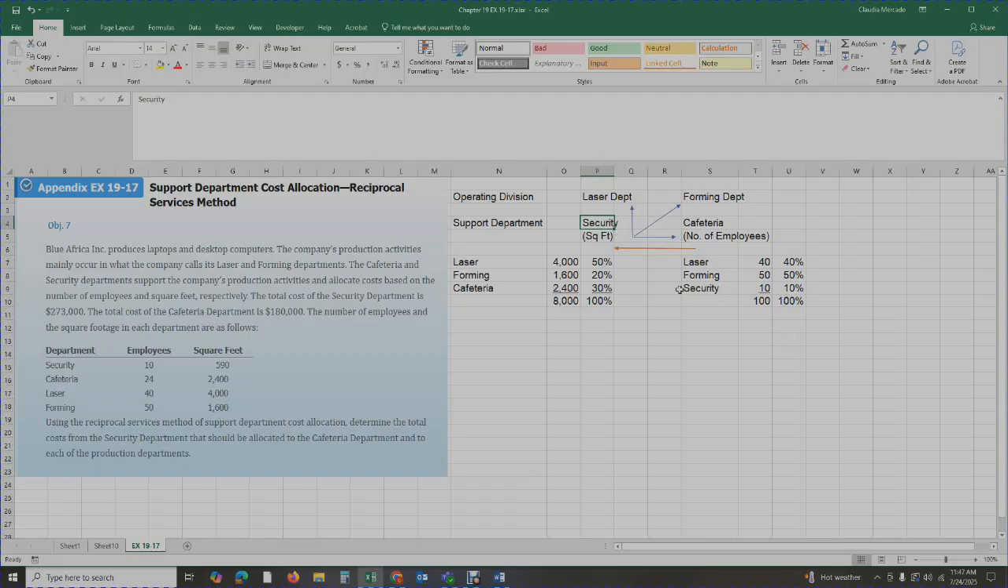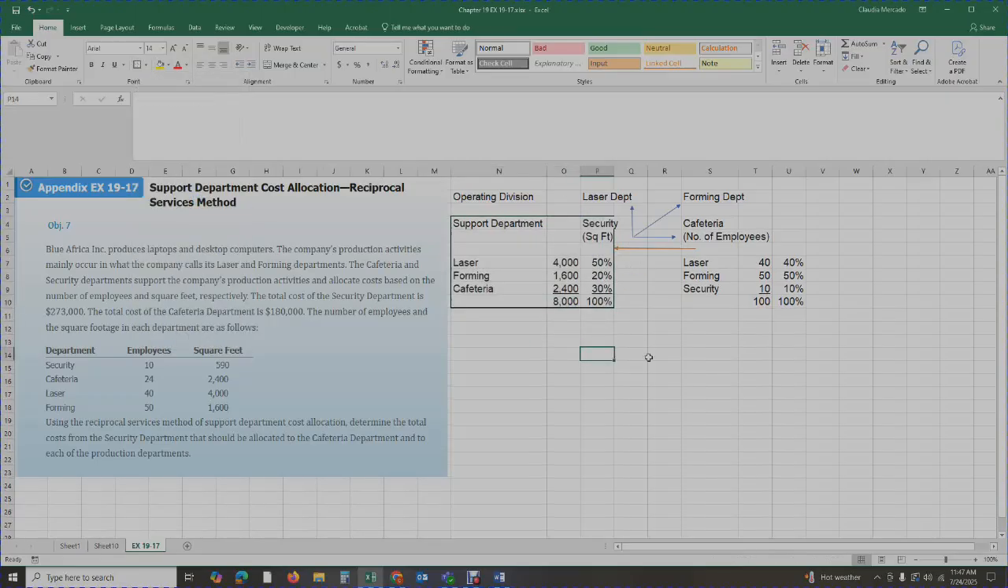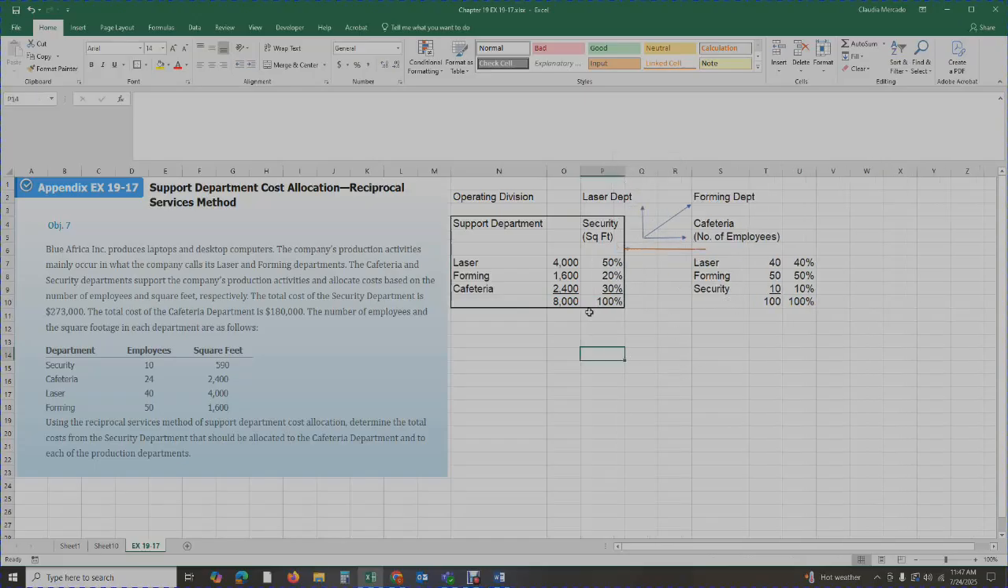Now, the issue here is the security department is going to get back some of the cafeteria costs. So I have to figure out my total cost for security so I can allocate. Once I have my total cost, that is what we're looking for, I can apply these ratios and calculate how much is going to go to laser, forming, and cafeteria. This is what we're focusing on: the security department. That's what the problem wants. In the real world, you will be doing the same thing for the cafeteria department, but for purposes of this problem, we're focusing on the security department.